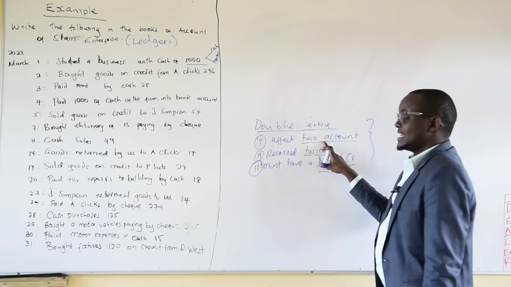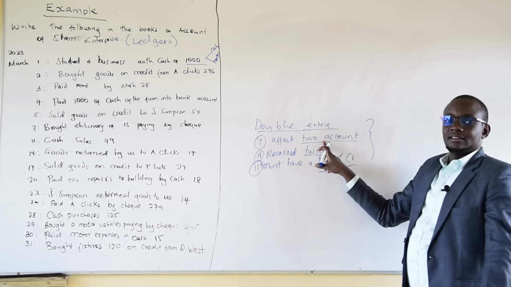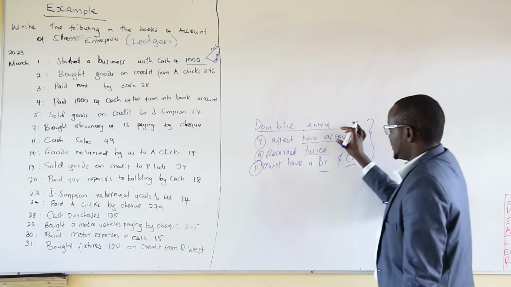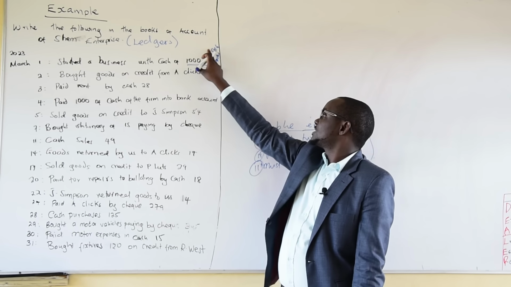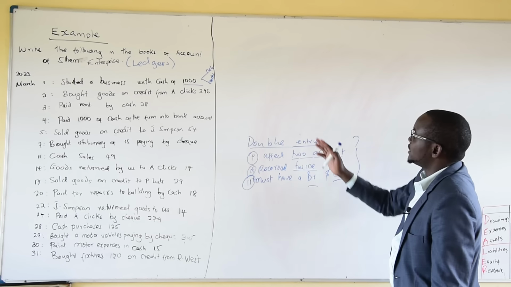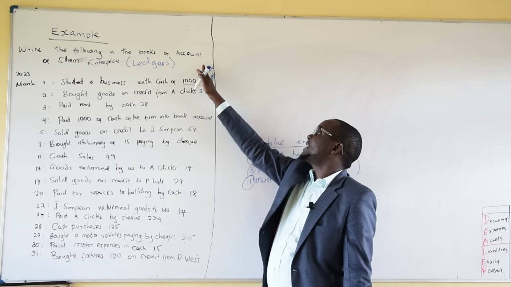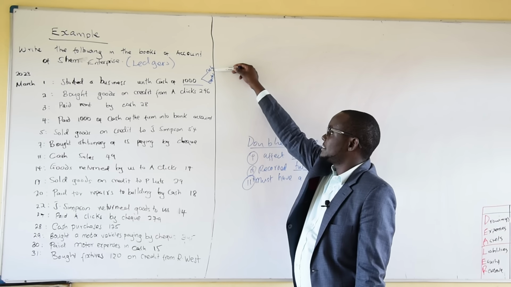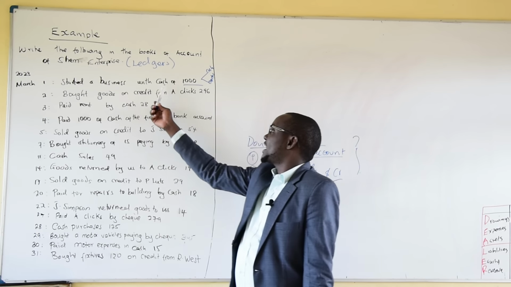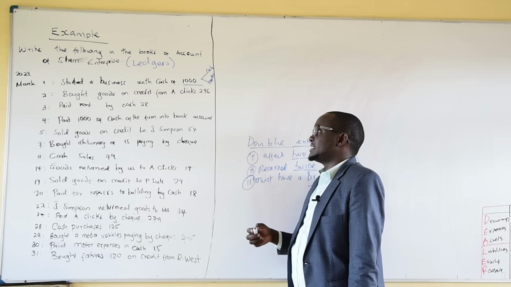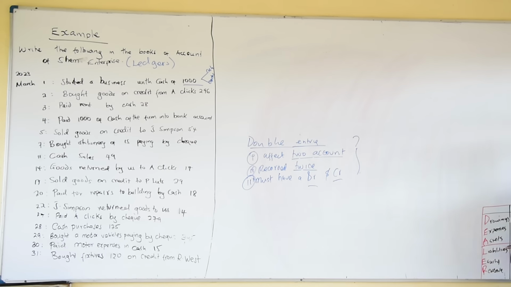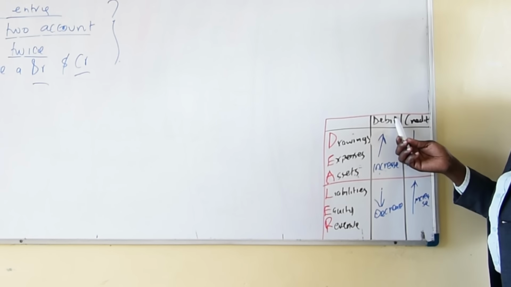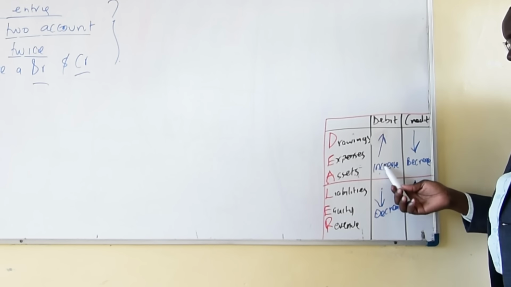For double entry, the two accounts being affected are cash and capital. Out of these two accounts, we want to see which one we debit and which one we credit. From our former video, we know that cash is an asset. When we start a business with cash of 1,000, the cash we have in the business is increasing. And when an asset increases, it is a debit.